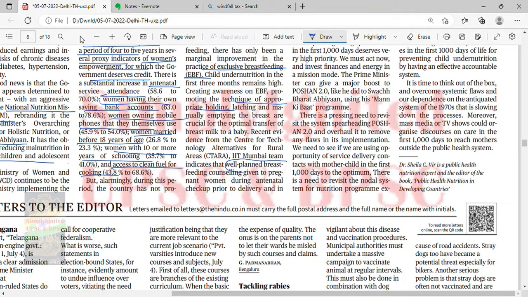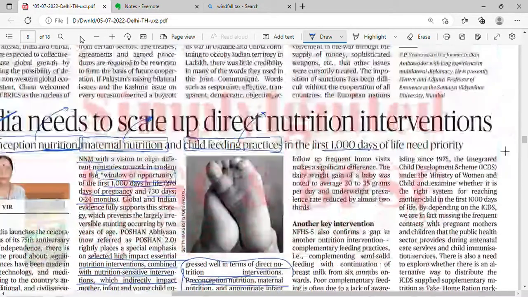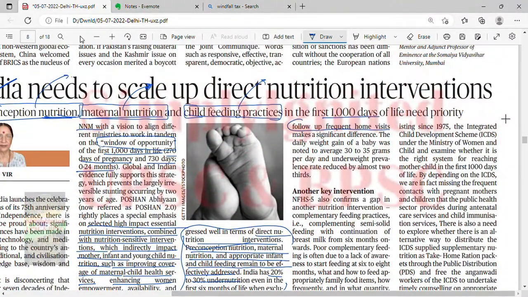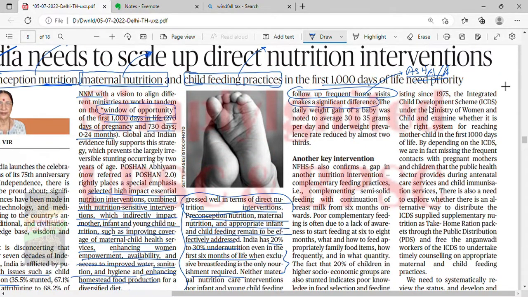Well-planned breastfeeding counseling given to pregnant women during antenatal checkups prior to delivery, and a follow-up of frequent home visits, makes a significant difference. Who can do it? ASHA workers can do it. Okay, ASHA, Anganwadi workers. Fine. The daily weight gain of a baby was noted to increase by 30 to 35 grams per day, and the underweight prevalence rate reduced by almost two-thirds.